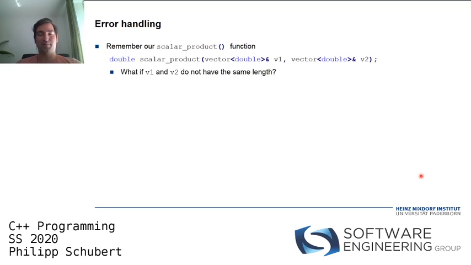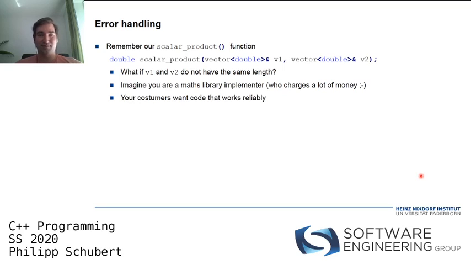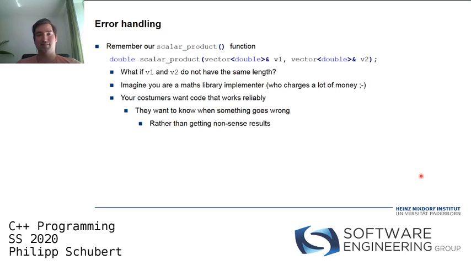So here is basically the problem once again. If you imagine for one moment that you're a math library implementer who also charges a lot of money for his or her library, then your customers, who pay you very much money, wish that the code you write, the library code, should work reliably, of course. And they also wish to know when something goes wrong by means of good error handling. So you need to do something about that, rather than just continuing with the computation and producing nonsense results. So again, you cannot just ignore errors.